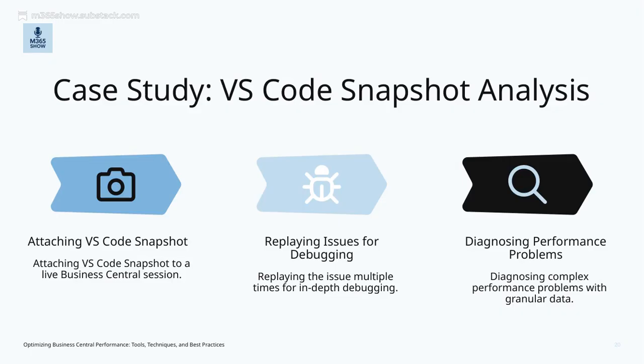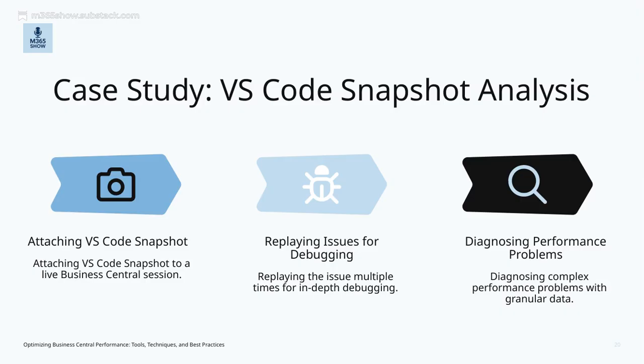Now, let's look at how we can optimize Business Central performance using some practical tools and techniques. On this slide, we focus on a specific case study involving VS Code snapshot analysis. First, attaching a VS Code snapshot allows us to capture a detailed snapshot of the system at a particular point in time, which is incredibly useful for pinpointing issues. Once we've attached the snapshot to a live Business Central session, we can begin examining what's happening behind the scenes.